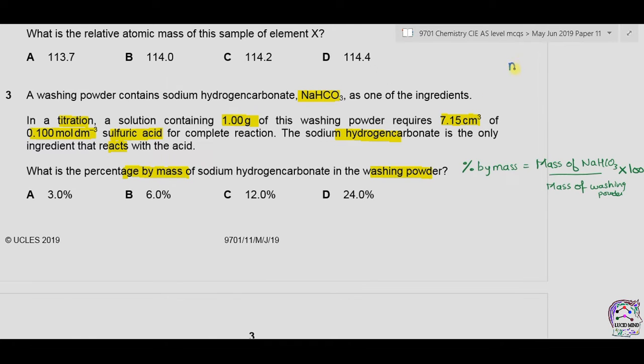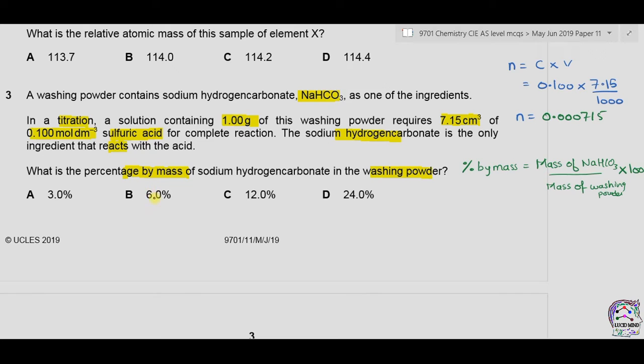We can find the number of moles of sulfuric acid by using the formula. Number of moles is equal to concentration in mole per decimeter cube into volume in decimeter cube. Concentration is given as 0.100 mole per decimeter cube and volume is given as 7.15 centimeter cube, which can be converted into decimeter cube by dividing by 1000. Now the value for number of moles of sulfuric acid is 0.000715.